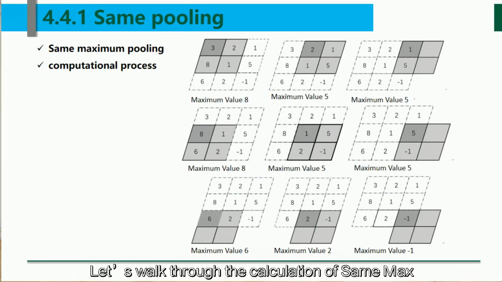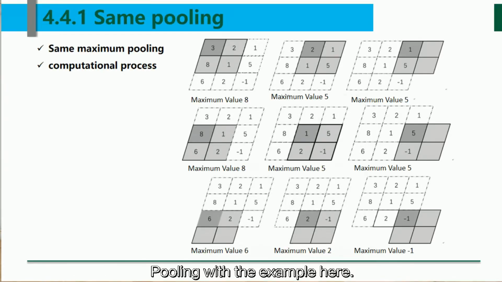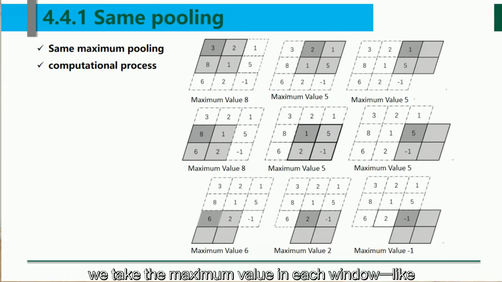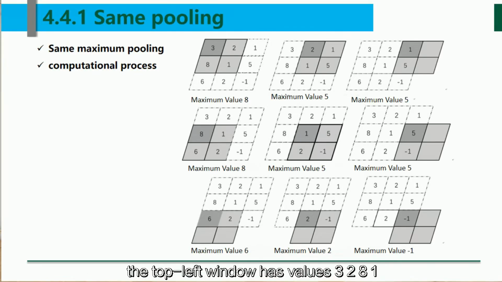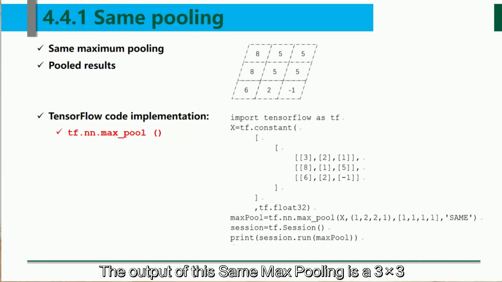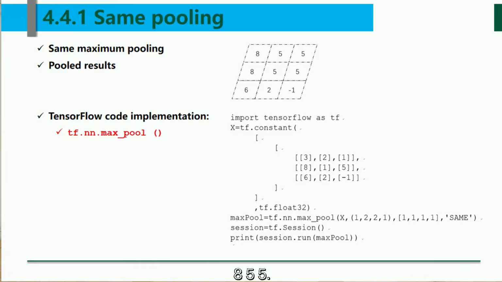Let's walk through the calculation of same max pooling with the example here. The input is a 3 multiplied by 3 tensor x, and we use a 2 multiplied by 2 pooling window with a step size of 1. As we slide the window over x with padding, we take the maximum value in each window, like the top left window has values 3, 2, 8, 1, so the max is 8. The next window gives 8, and so on. The slide labels each max value clearly. The output of this same max pooling is a 3 multiplied by 3 tensor, same as the input size, with values like 8, 5, 5.